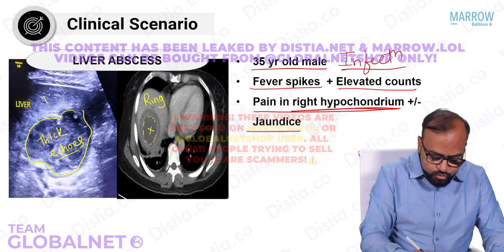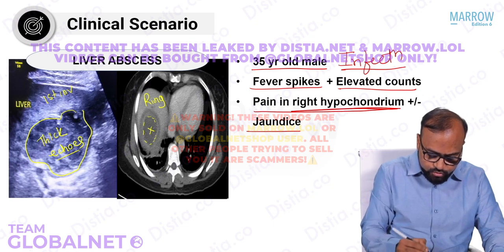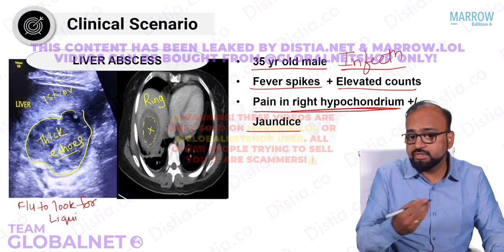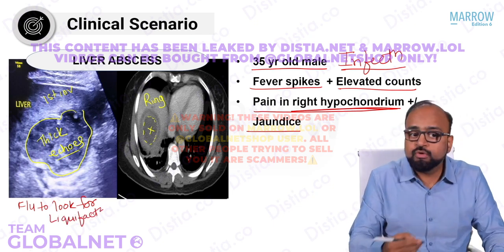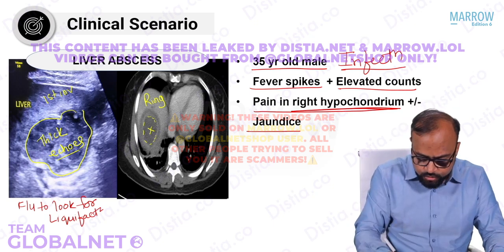USG is usually the first investigation. Another role that USG usually has is that it is used for follow-up to look for liquefaction of the abscess, whether it is completely liquefied or not. What is the investigation of choice for almost all the focal liver lesions? It is going to be a contrast enhanced CT scan.